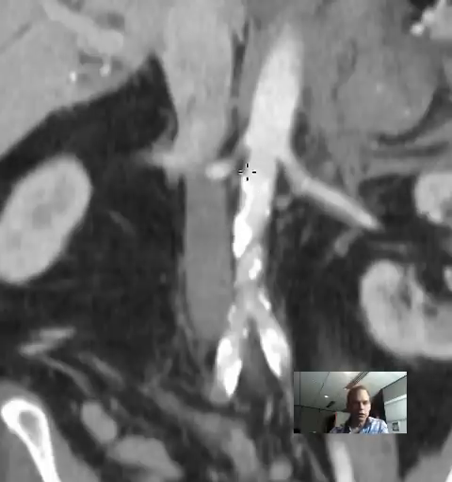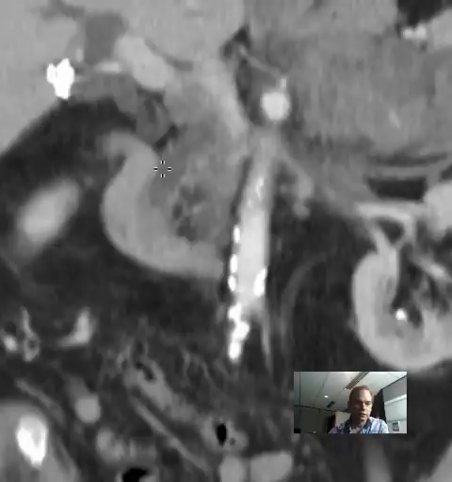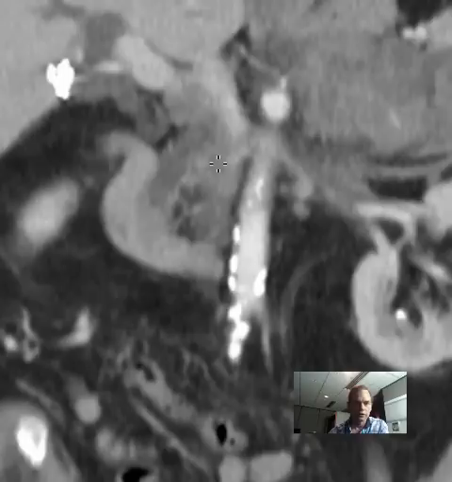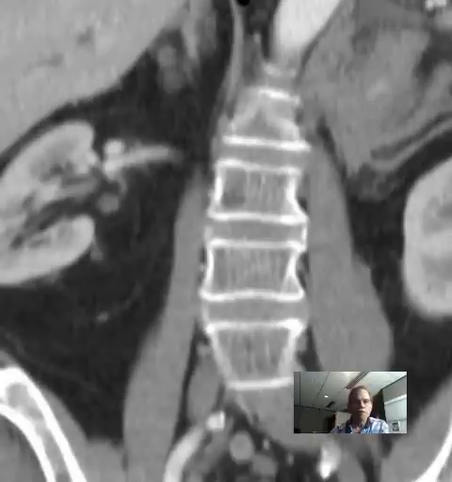Okay, aorta, right and left renal arteries. Here's the IVC, right renal vein, and then there should be a left renal vein going off from there somewhere. There we go, right here to the left kidney. Okay, that's enough for right now.